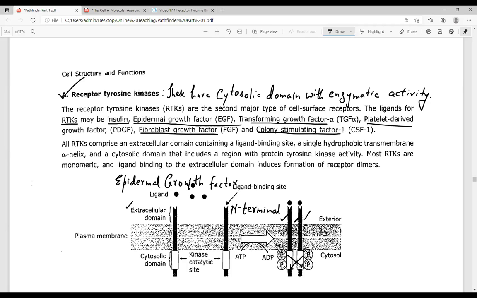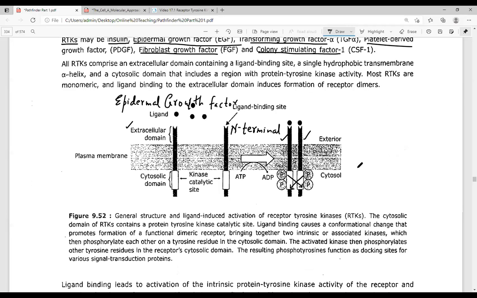All RTKs comprise an extracellular domain containing a ligand binding site, and a single hydrophobic transmembrane domain that includes a region with protein tyrosine kinase activity. Most RTKs are monomeric and ligand binding to the extracellular domain induces formation of a receptor dimer. It is the binding of these ligands that will lead to the formation of the receptor dimer molecule. This is how the receptor dimer could be produced.